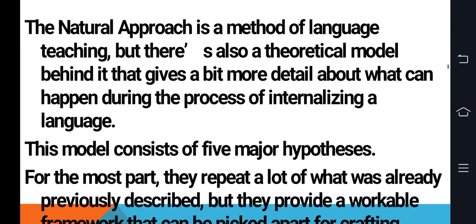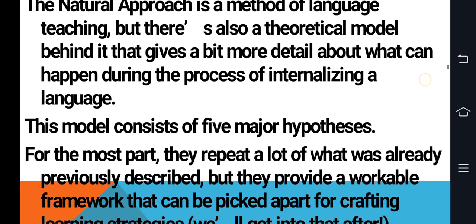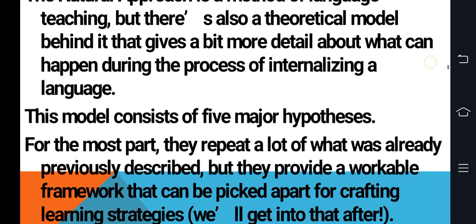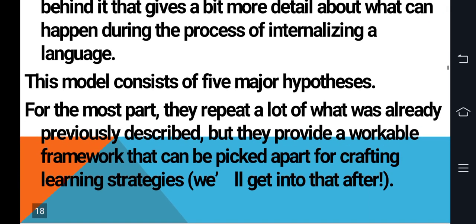Now we shall see the theory of language here. The natural approach is a method of language teaching, but there's also a theoretical model behind it that gives a bit more detail about what can happen during the process of internalizing a language. This model consists of 5 major hypotheses. They repeat a lot of what was already previously described, but they provide a workable framework that can be picked apart for crafting learning strategies.